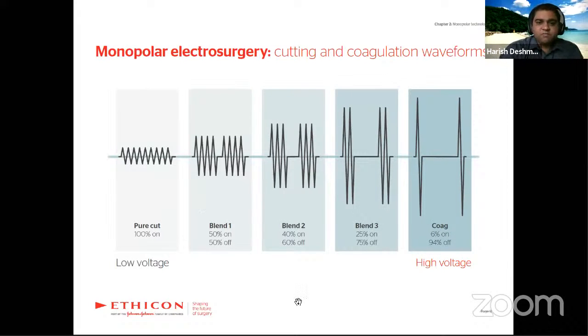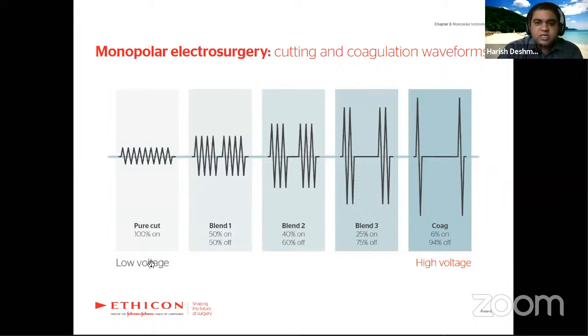So the cutting and coagulation waveforms which are available in the market now: we have the pure cut form. This is the waveform which we are talking about. In it, the current flows directly and continuously to the patient. Then we have blend 1, blend 2, blend 3, and coag mode. In blend 1, 2, 3, there are spikes of current and a little bit of gaps. But when it comes to the pure coag mode, there is a spike of current, but they have a gap between the two waves. Please keep this in mind because this works.